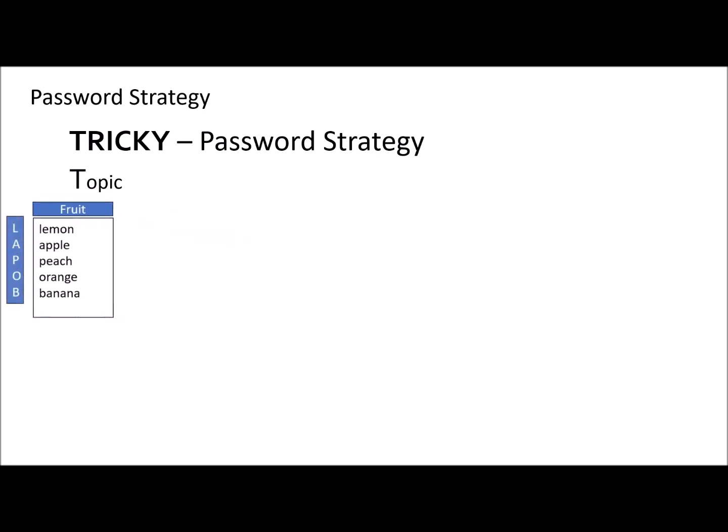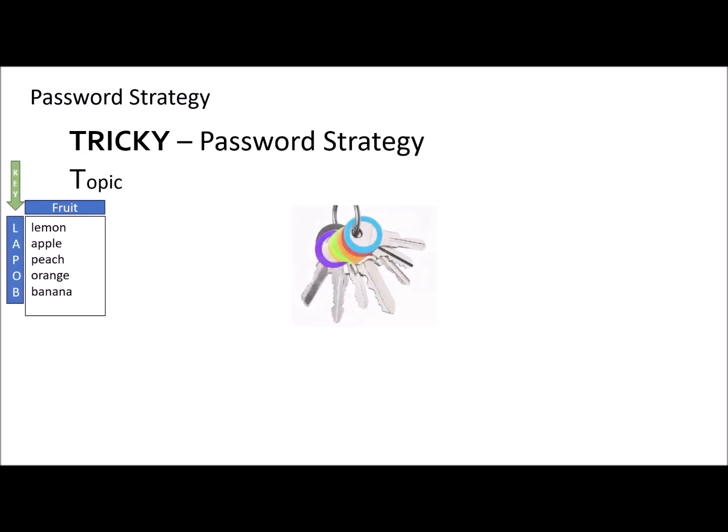In this example, we'll use fruit, right? And as I was saying, we want the first letter to be unique because it'll be a key that we'll keep in our mind. So L stands for lemon, A stands for apple, P is for peach, O is for orange, B is for banana.